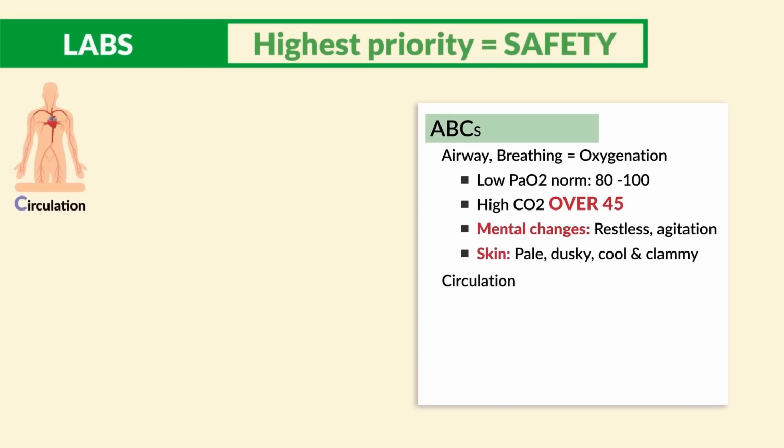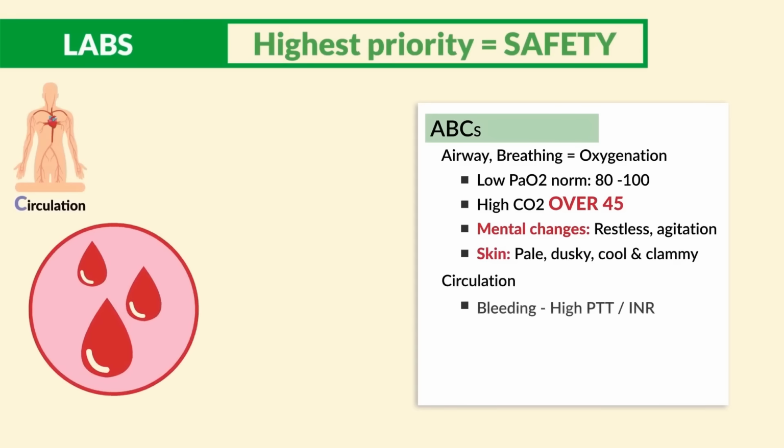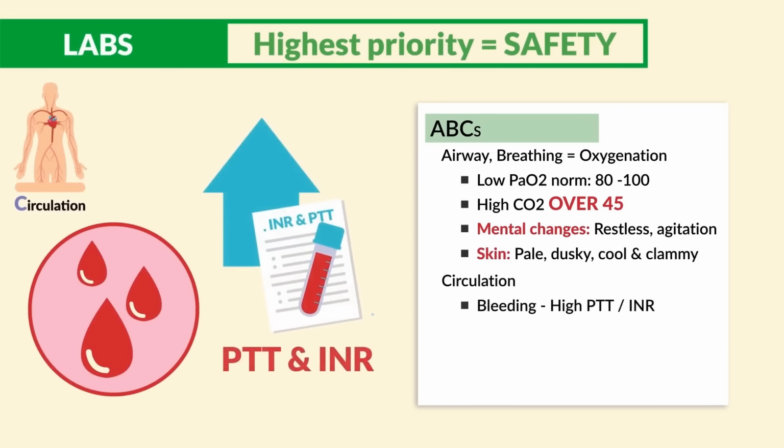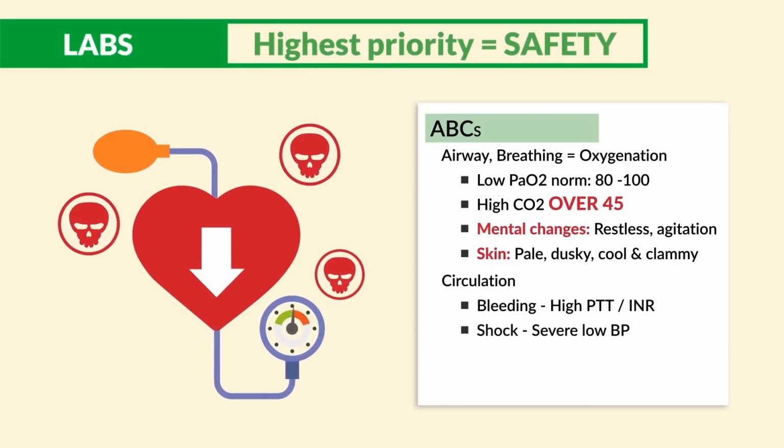Now for C in the ABCs, for circulation, the top 4 to know, number 1 is bleeding. Look for the high PTT and high INR. Remember, you have to know your ranges. Number 2 is shock. Think severely low blood pressure. Low blood pressure will kill the patient, and so will bleeding.